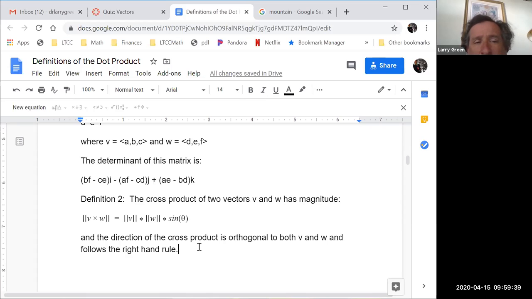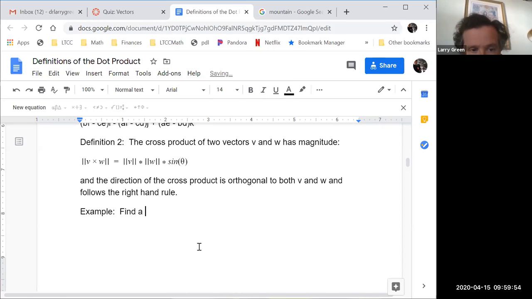Okay, so I'll tell you, I think the direction part is the most important and useful part of the cross product. Let me give you an example. Find a vector orthogonal to both 2, 1, -3 and 3, -1, 1.